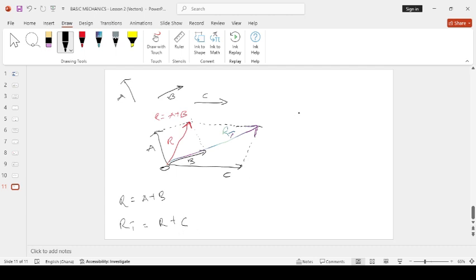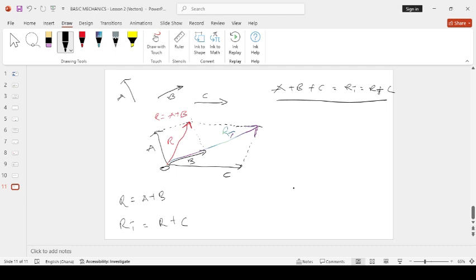All right, so the total vector addition A plus B plus C is going to be Rt, which is equal to R plus C. So this is how you are going to do it. Assuming that there are multiple vectors, this approach is going to be used, and it goes on and on.